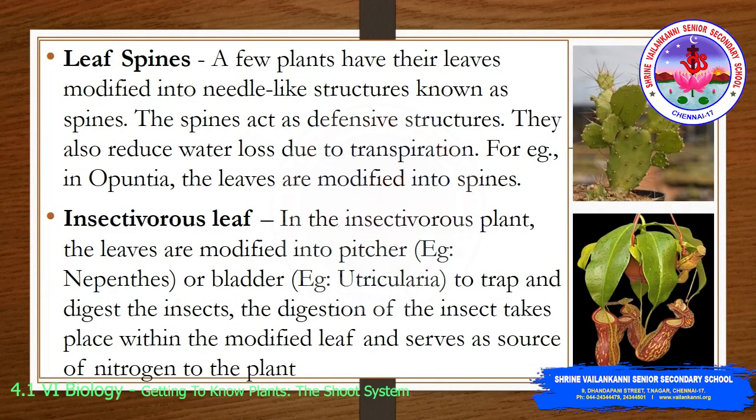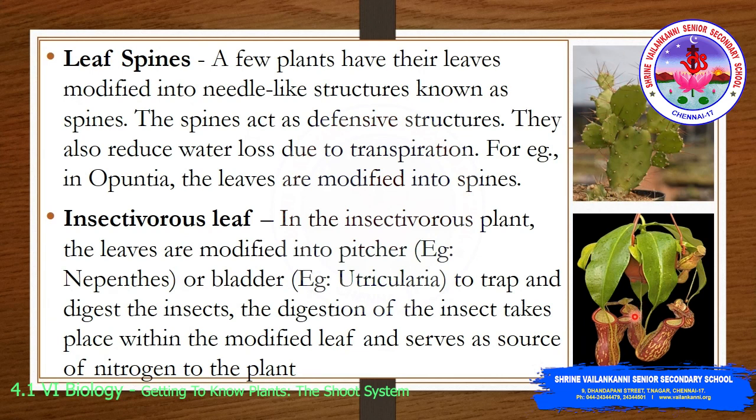The next modification is leaf spines. Few plants have their leaves modified into needle-like structures, which are known as spines. The spines act as defensive structures. They also reduce the loss of water due to transpiration. For example, in Opuntia, the leaves are modified into spines, as you can see in this picture.